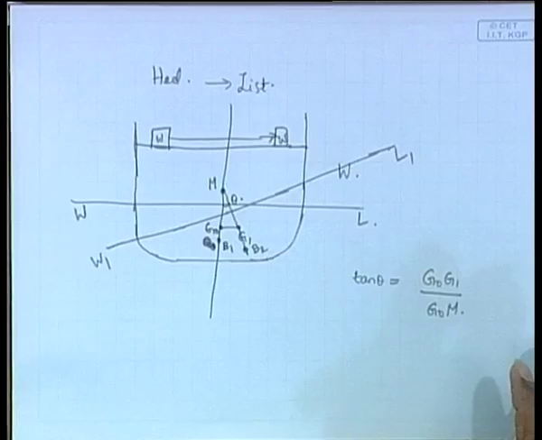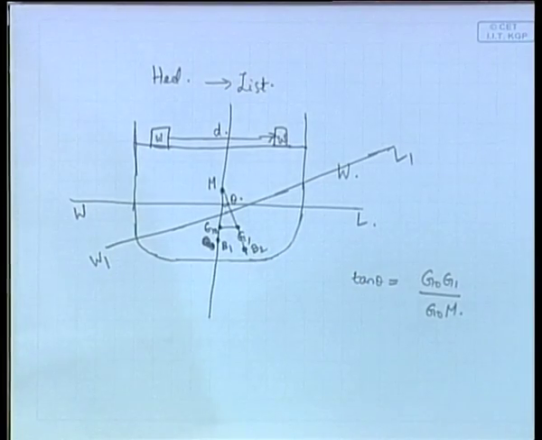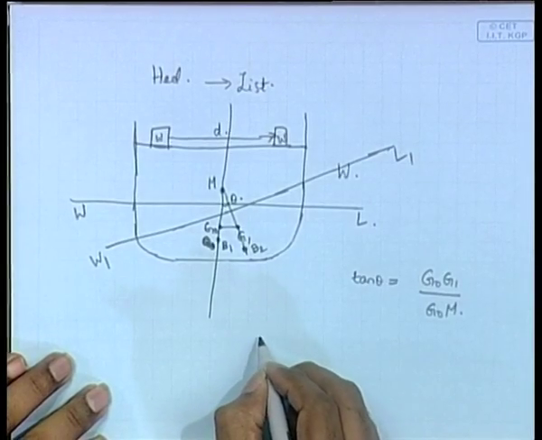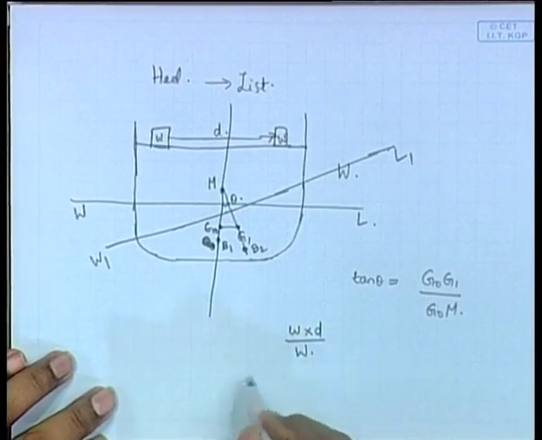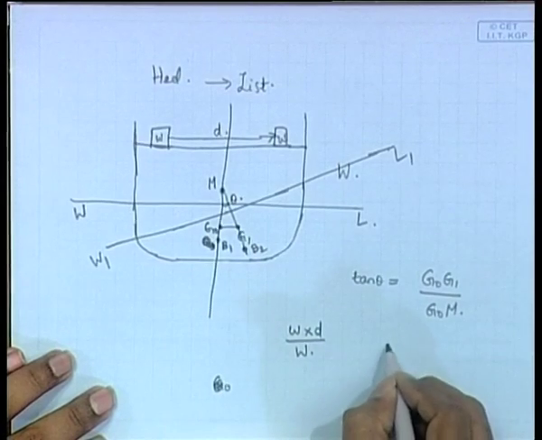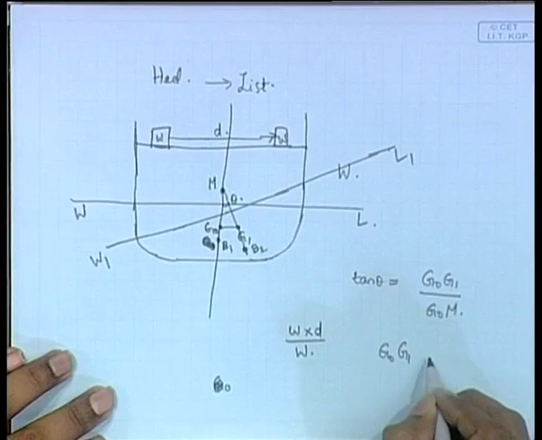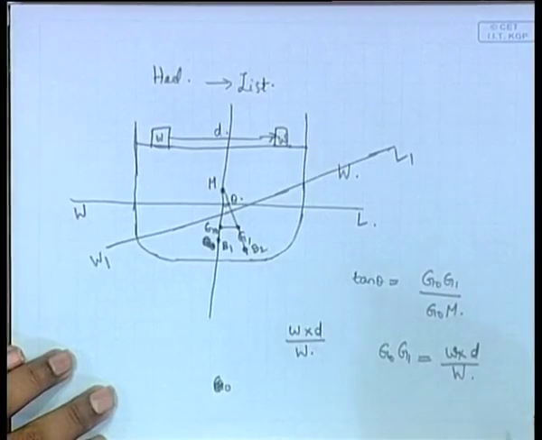Now, what will be the shift in the center of gravity of the whole ship because of the shift of a small w through a distance, let us call this distance d. This we have already derived. If you have a system of m1 plus m2 and if we shift just m1, how much will the center of gravity of the whole system shift? We have seen that in this case it is given by w into d by W. Therefore, G0 G1 will be given by w into d by W. This is small w, this is capital W.